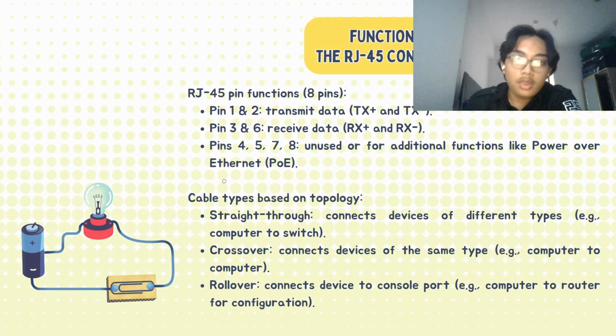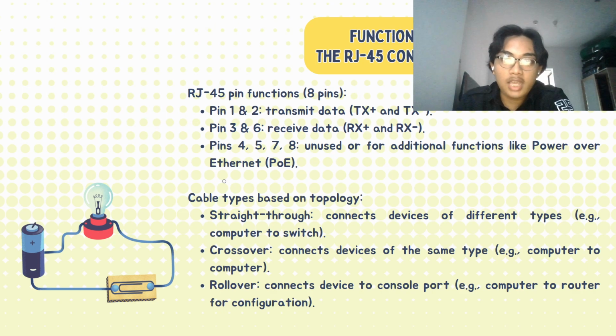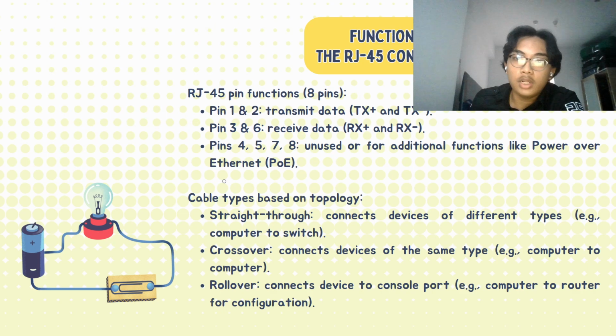And then there are the pin functions of the RJ45. The first and second pins are used to transmit data, and are the TX plus and TX minus, or negative. And there are the third and sixth pins, which are used to receive data, which are the RX plus and the RX negative. And then there are the fourth, fifth, seventh, and eighth pins, which are unused or for additional functions like power over Ethernet, or PoE.